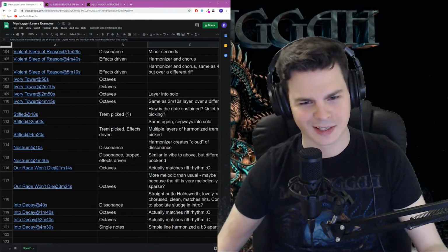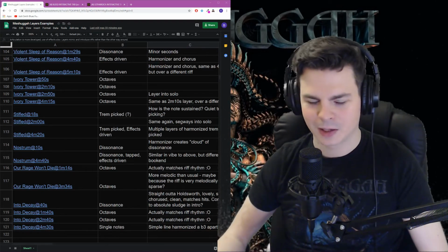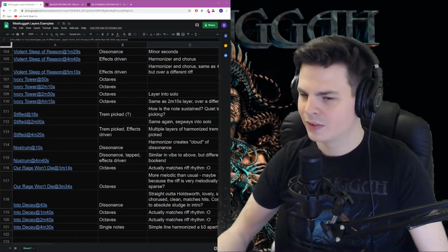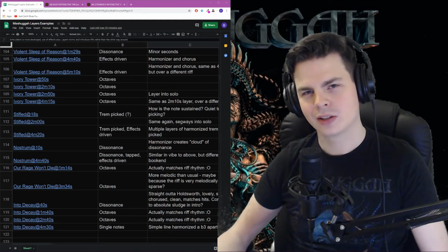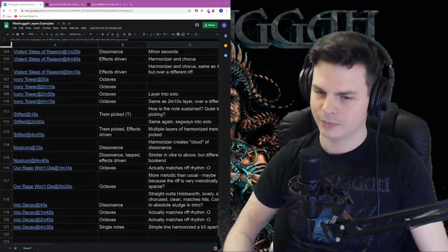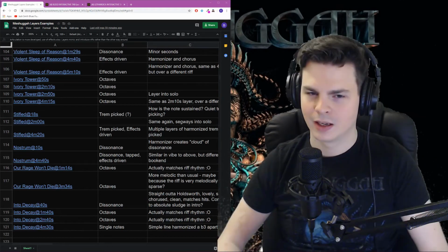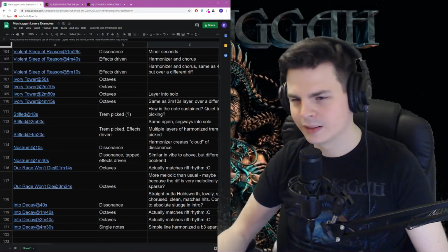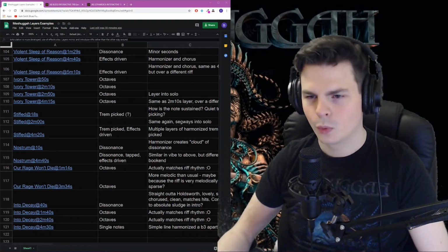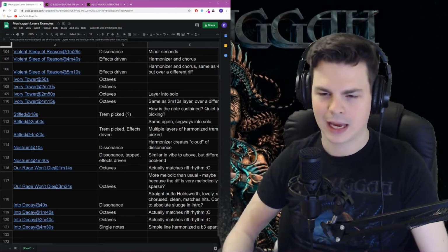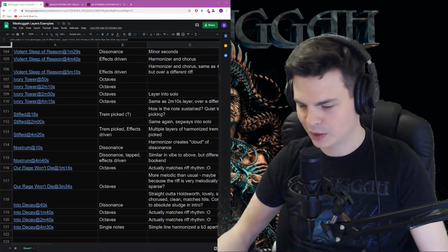One thing to emphasize as well is I really like in Into Decay, there's first of all some octaves that are matched directly to the riff rhythm. So that's something that's relatively rare. You see a similar kind of thing in the tapping solo in Nostrum, where the lead is matched to the backing in a way that's not so typical.